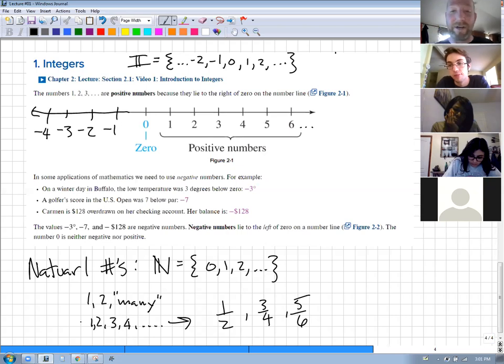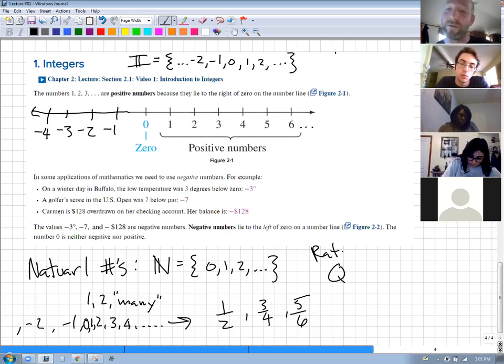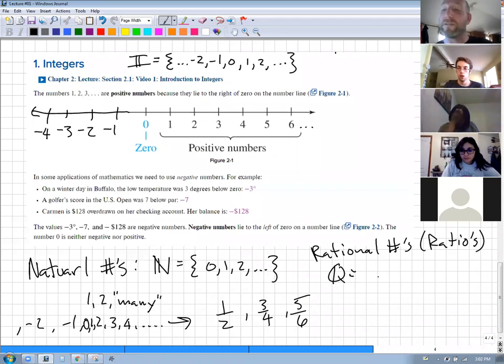At some point we ended up getting our negatives. We're like, we can have negative numbers. And then eventually we got the zero, which took quite a while. Whenever you go from the integers to extend that, we look at ratios. These are called rational numbers. They're ratios. I use a funky looking Q. So it's all the numbers that are an integer over an integer.